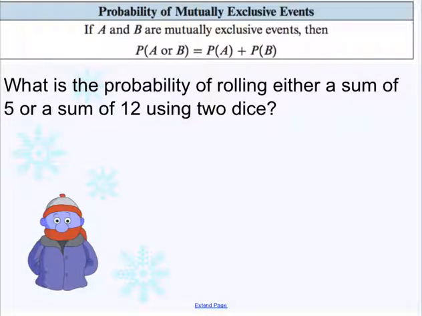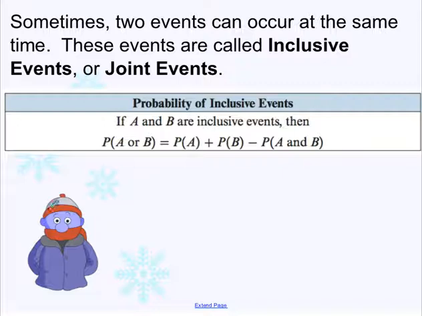Okay, so these are mutually exclusive events. They can't occur together. Let's look at a couple other examples. Now let's see some inclusive ones. These are also called joint events. But basically, when we do the formula, it's going to start out very similar.